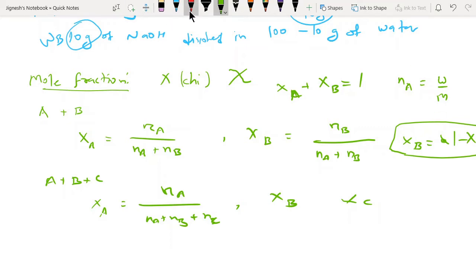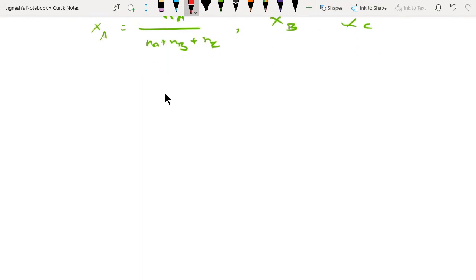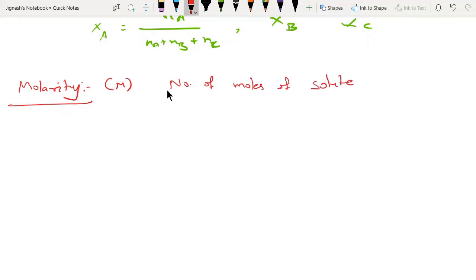Now let's see the third one, which is called molarity. Now what is molarity? Molarity is denoted by capital M. It is nothing but the number of moles of solute dissolved in 1 liter of solution. 1 liter of solution is called molarity.